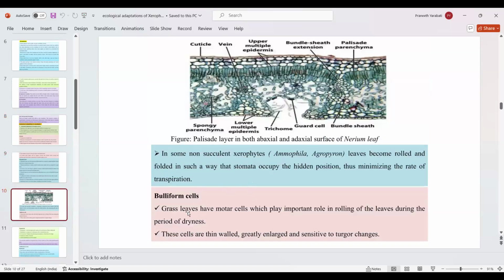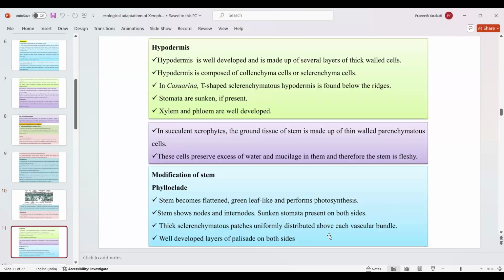So bulliform cells: the grass leaves have these motor cells, which play an important role in rolling up the leaves during the period of dryness. These cells are thin-walled, greatly enlarged and sensitive to turgor changes.